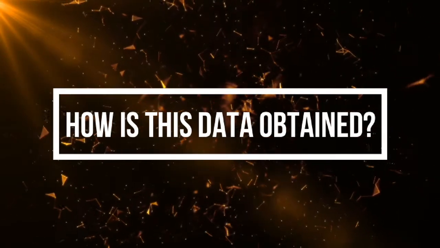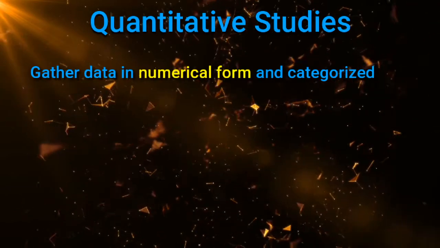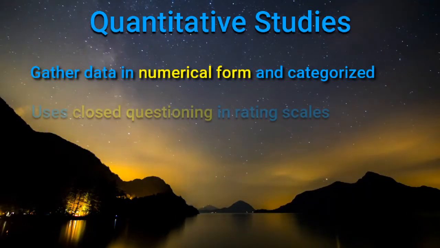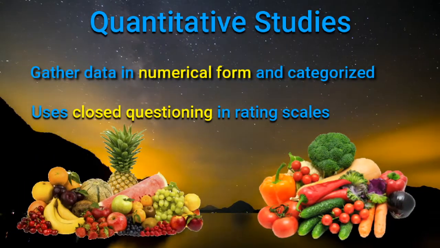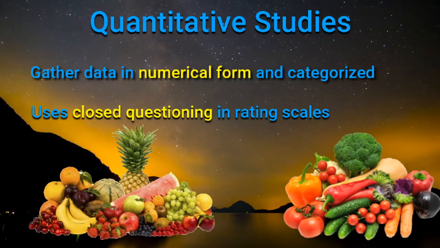So how is this data usually obtained? The data is usually obtained by researchers providing rating scales with definitive answers such as yes or no to categorize the different items examined, like vegetables or fruits. These are just examples. This can relate to any subject that you wish to investigate.